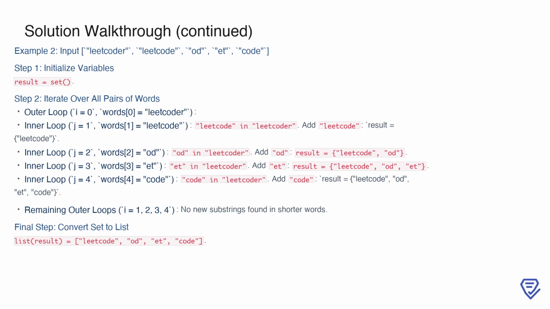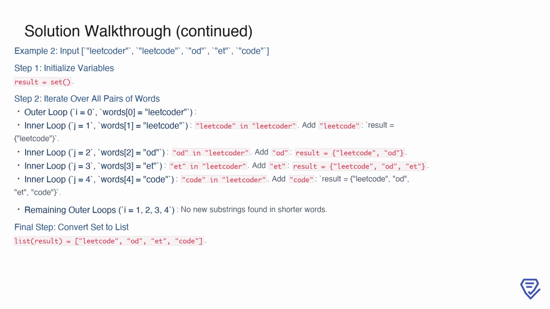Again, we initialize result as an empty set and iterate over all pairs of words. The outer loop starts with LeetCoder at index 0. Here, we find multiple substrings. LeetCode is a substring of LeetCoder, so we add it to result. Similarly, OD, ID, and code are all substrings of LeetCoder, so we add each of them to result as well. The set now contains LeetCode, OD, ID, code.